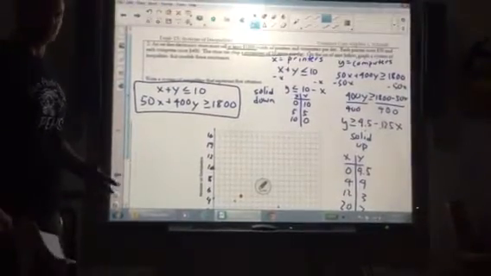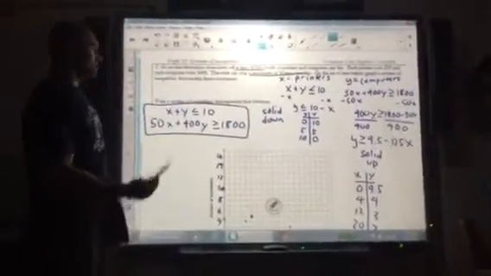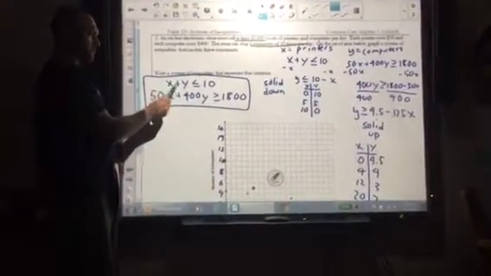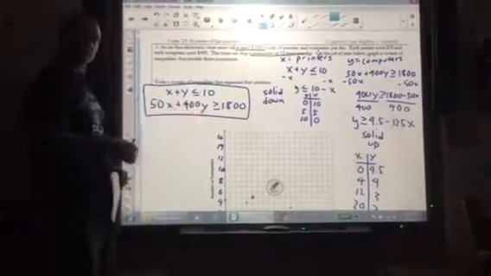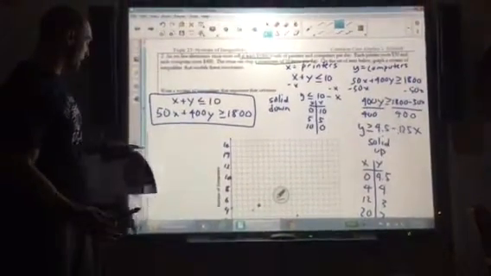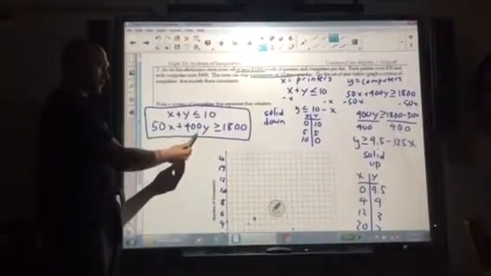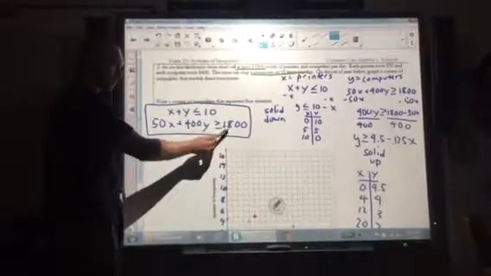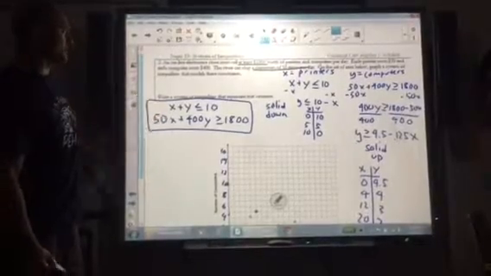So again, first we want to define our variables. So we're going to say X is printers, Y is computers. So to write the system of inequalities, the number of printers plus the number of computers has to be less than or equal to 10 because that's the most that they can ship in a day. Now here we bring in the cost. Printers are $50, computers are $400, and they want to make at least greater than or equal to $1,800. So here is our system of inequalities.